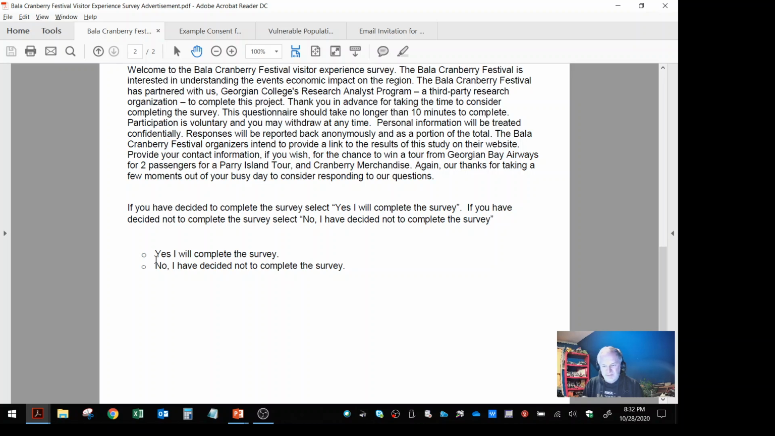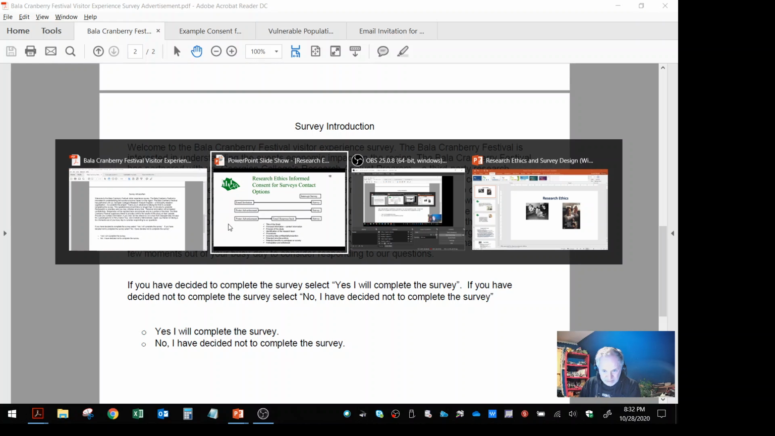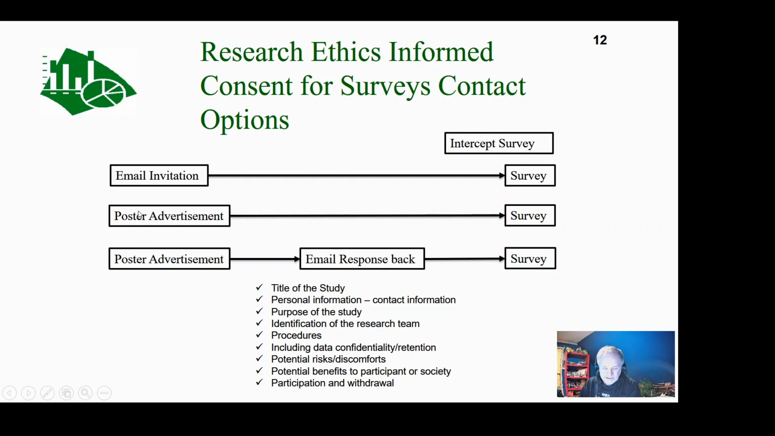Then they click yes, boom, it takes them to the first question of the survey. If they say no, it bumps them to the end and thanks them for taking the time. Or they can just kick out of the survey itself. So that's one path, right? So that's a path. You can also have the email system too, right?